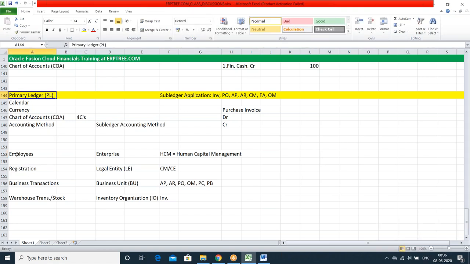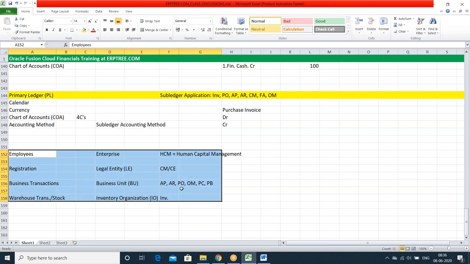By using the primary ledger only, you can record the transactions related to employees, registration, business transactions, or warehouse. Now, when we are going to maintain this data in the system environment, enterprise, legal entity, business unit, inventory organization, Oracle says a certain hierarchy you have to follow. This information you have to maintain by following a certain structure. So all the data needs to be managed in the system environment by following a certain structure.